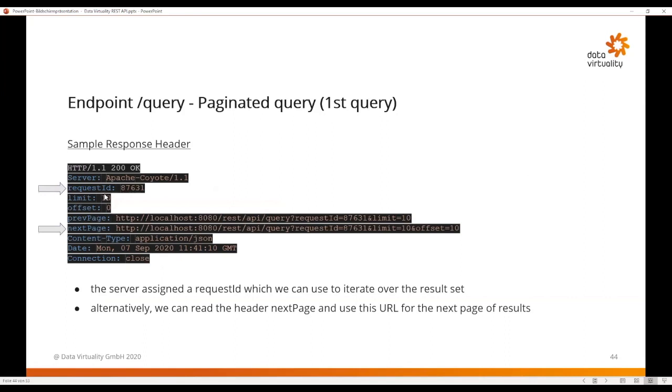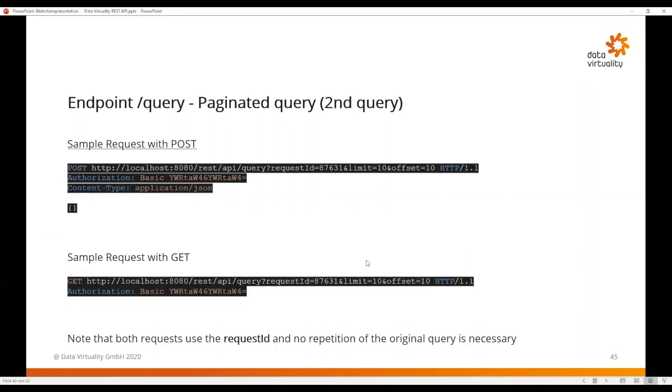And here you see that we get a request ID. So this is the ID of the request generated on the Data Virtuality side. And alongside the request ID, we also get the next page. And that's very convenient because the next page already contains the entire URL to the next batch of the result set. Yeah, the request ID, limit, and it already contains the offset of 10. All auto-generated. Obviously, alternatively, we could just calculate and assemble the URL on our own, but it's just quicker and easier to do.